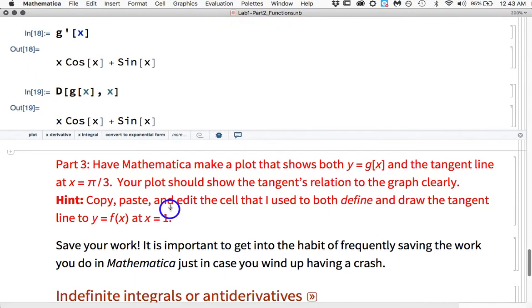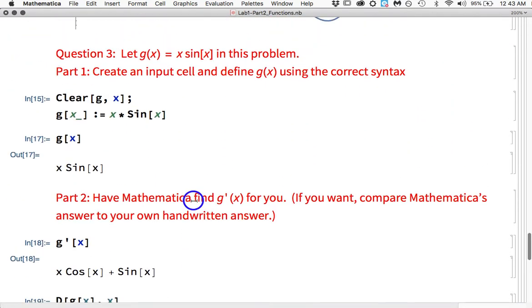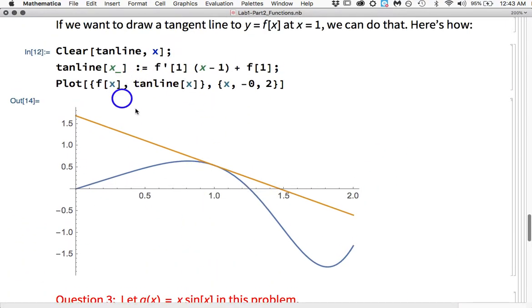Now, the third part of this is the hard part. It says, have Mathematica make a plot that shows both the function and the tangent line at x is equal to pi over 3. Now, there's a hint here that says copy, paste, and edit the cell that I use to both define and draw the tangent line. That's a really important major hint. I would not expect a new Mathematica user to know how to write this cell right from scratch. But we know this monstrous mess generated the right kind of picture.